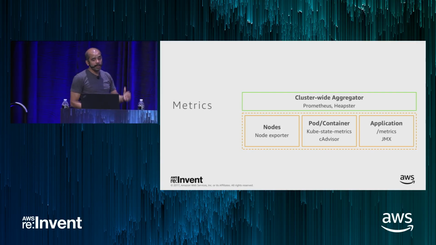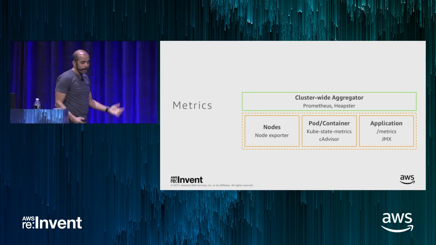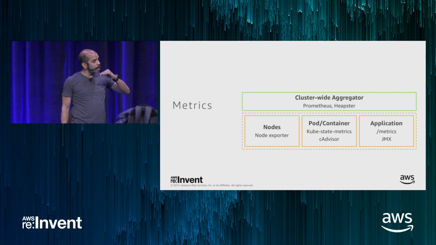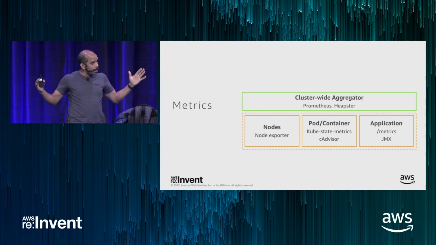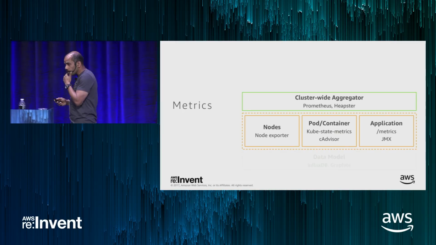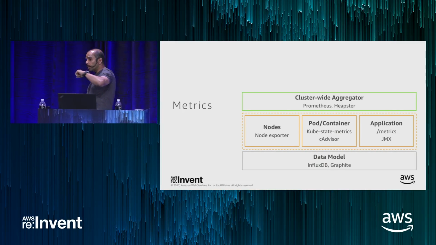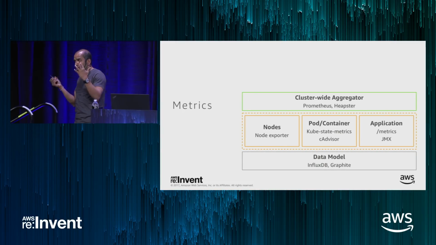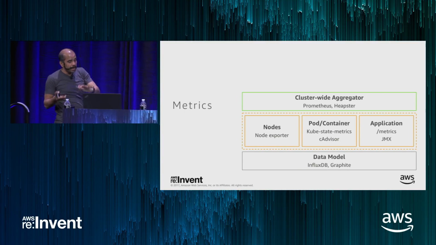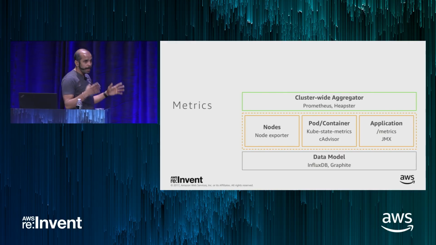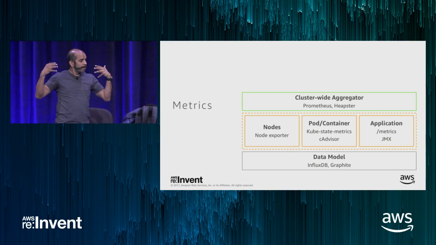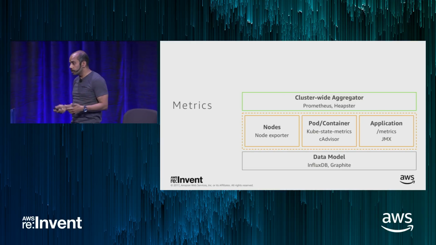Then on top of that, what you need is a cluster-wide aggregator. That's exactly where Prometheus comes in. Prometheus can take all of these tools on the bottom row as a source and then give you a cluster-wide aggregation. Heapster is another way by which you can do cluster-wide aggregation. All right, that's good. Now, Prometheus is a time series database, but often we have seen Prometheus being back-ended by a data model, either InfluxDB or Graphite, because it provides a much richer model in which the data can be stored.